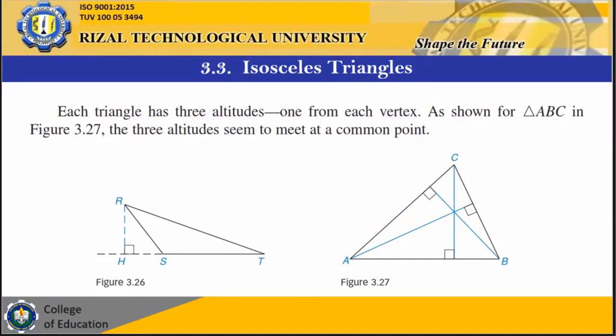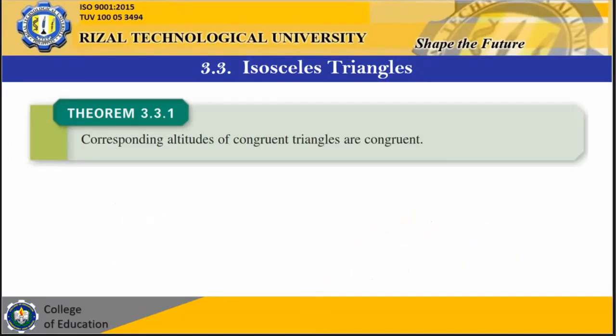Okay? Having said that, there is a theorem that we need to prove. It said that corresponding altitudes of congruent triangles are congruent. So if we have 2 triangles, namely, let's say for example, mag-drawing tayo ulit ng triangle. So tayo proving ngayon mga inday tsaka mga indoy.